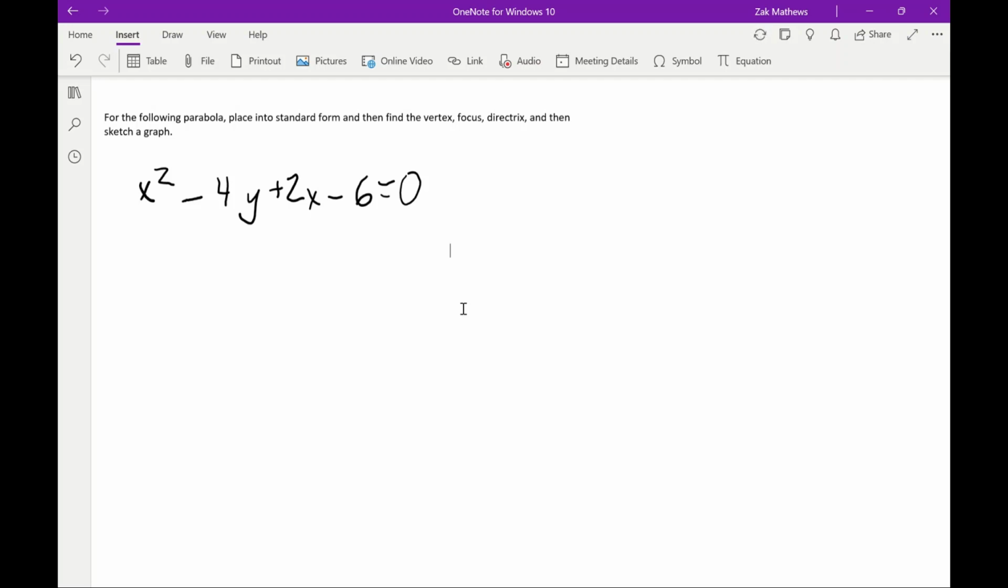This parabola is not in the standard form. This is a general form equation. It's set equal to 0. It's all multiplied out. So we do want to go into standard form.